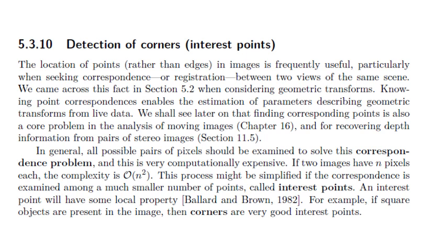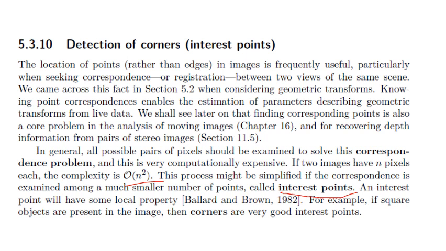In general, all such possible pairs of pixels should be examined to solve the problem known as the correspondence problem. Usually this kind of interest point problem is quite computationally expensive to solve because we need information about a lot of parameters. If two images have n pixels each, the complexity is of order n squared. This process can be simplified if the correspondence is examined among a much smaller number of points. These are what we keep calling interest points.